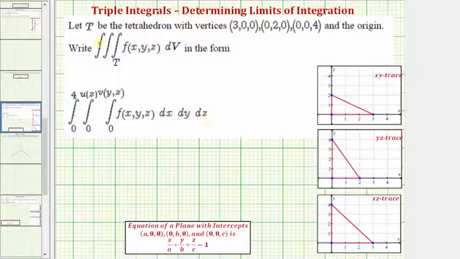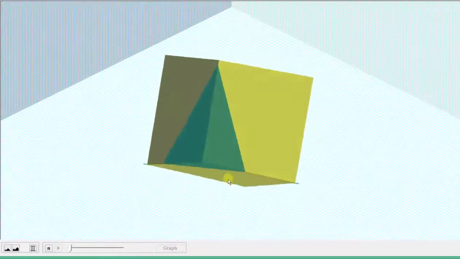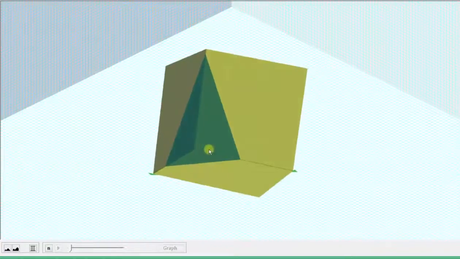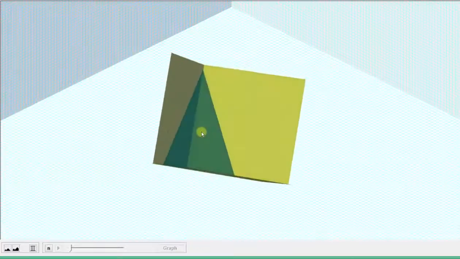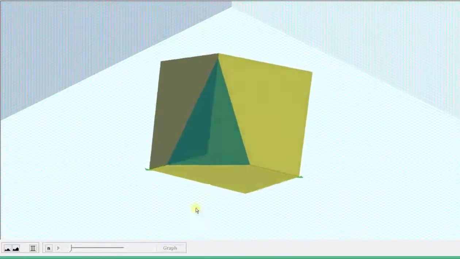Let's first take a look at the region T in space. The region of integration is this tetrahedron here, where we have four vertices. We have this x-intercept, this y-intercept, this z-intercept, and the origin. So notice how the tetrahedron is bounded by the three coordinate planes and this green plane. So our first step is going to be to find the equation of this green plane.